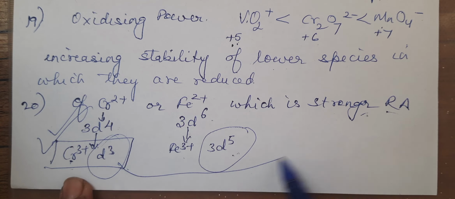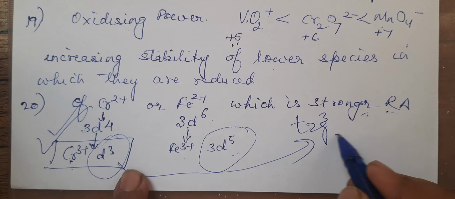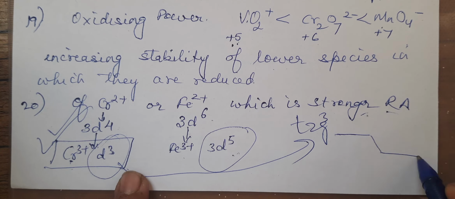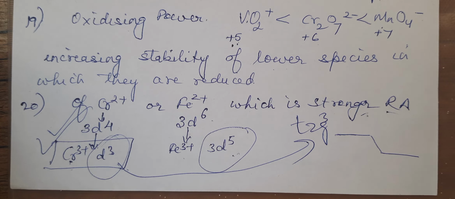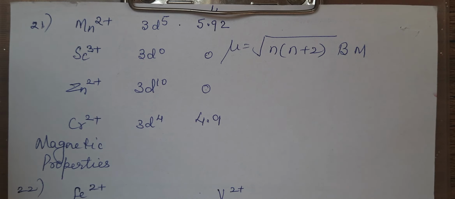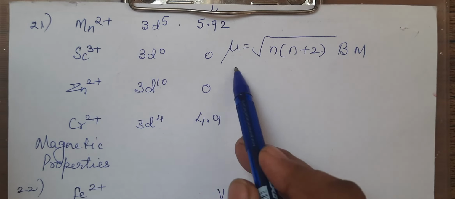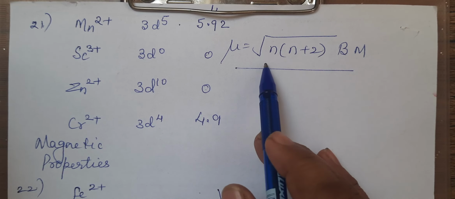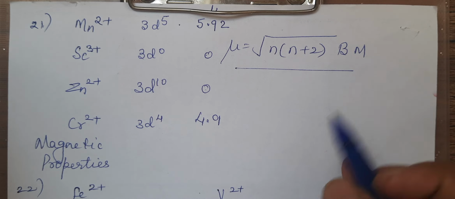Why? Because in d3 it is t2g3, which has still lower energy. Lower the energy, more the stability. Sometimes you're asked questions like this. Any species can be given and you're asked to calculate the magnetic moment. Now, the formula is mu equals root under n into n plus 2 Bohr magneton.